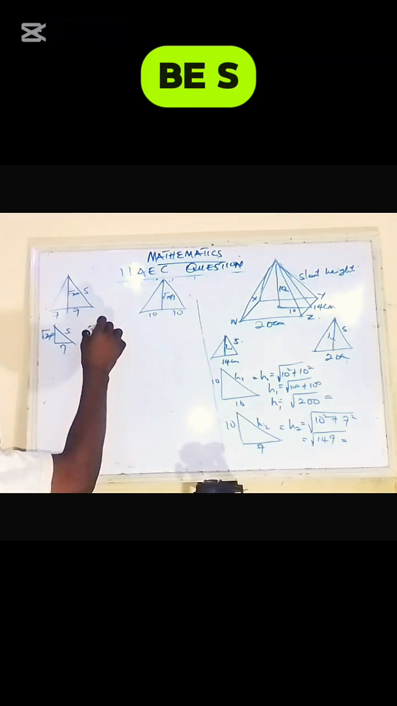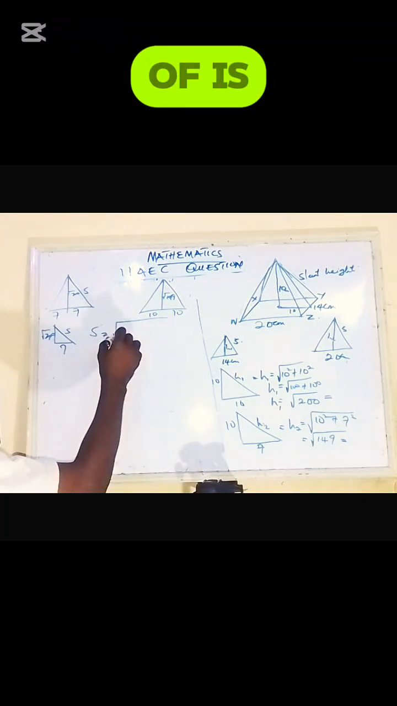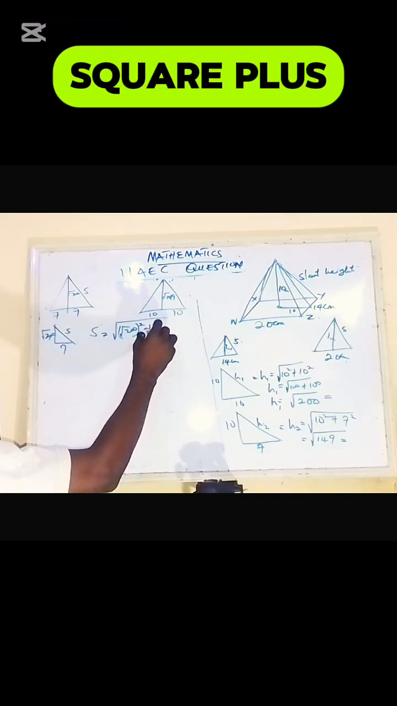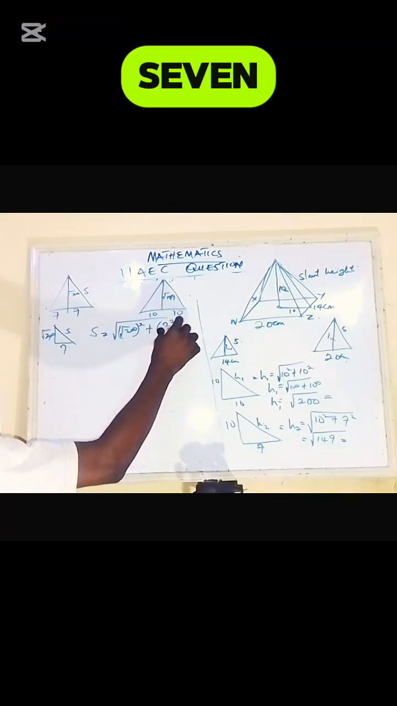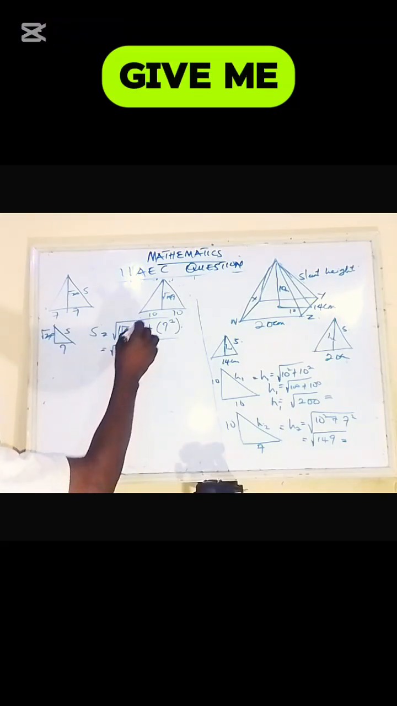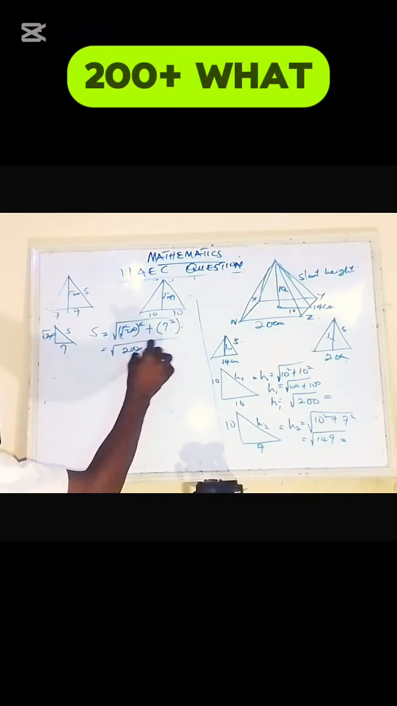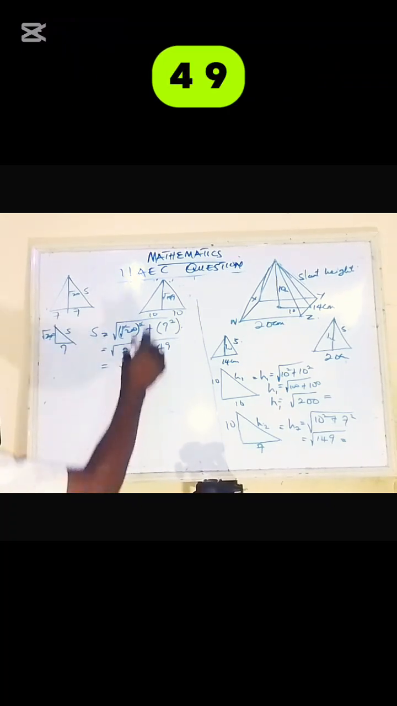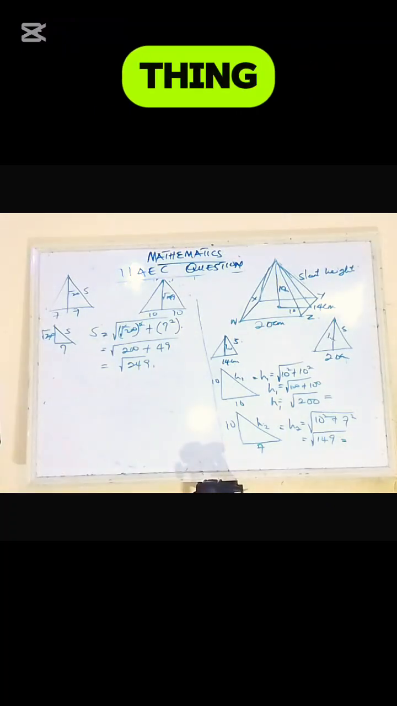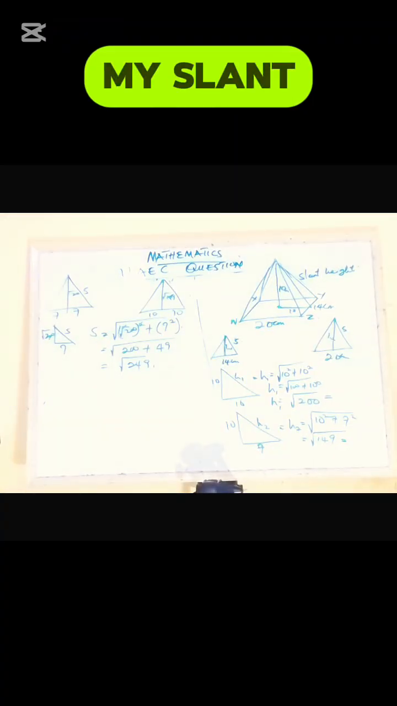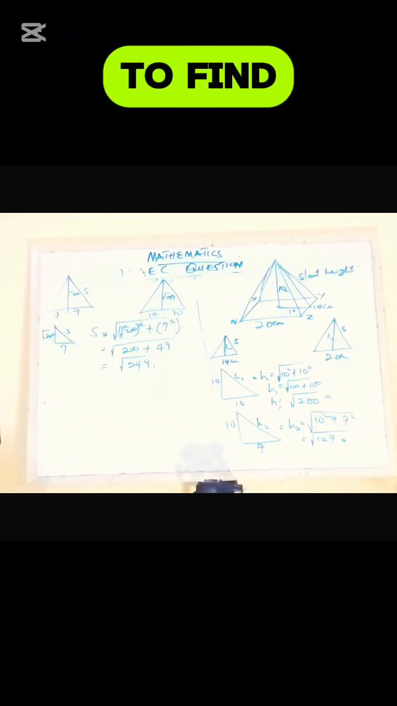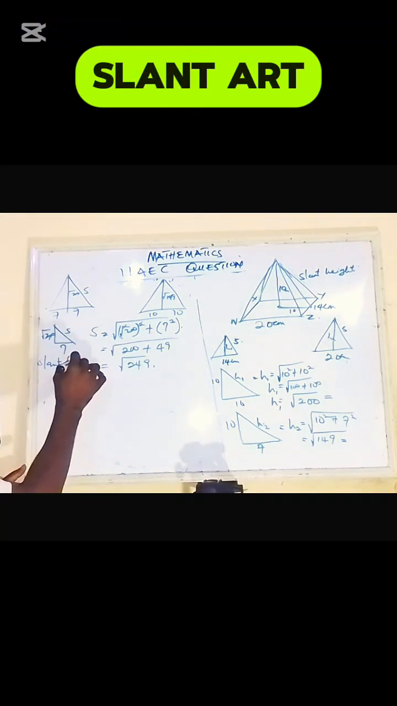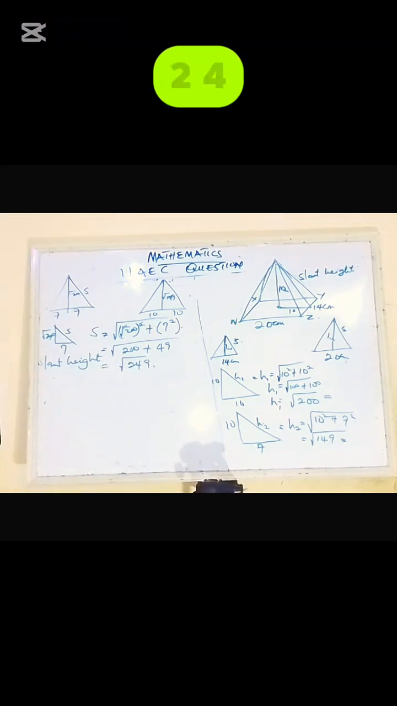So S equals the square root of root 200 squared plus 7 squared. That gives me 200 plus 49, which is root 249. If I try it here, it's going to give me the same thing. Root 249 is my slant height. That's what I was asked to find. Slant height equals root 249.